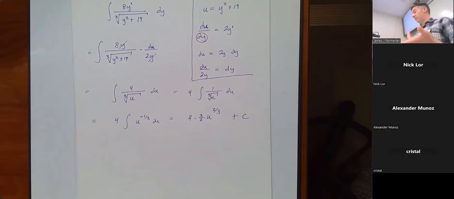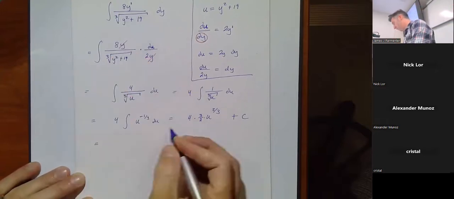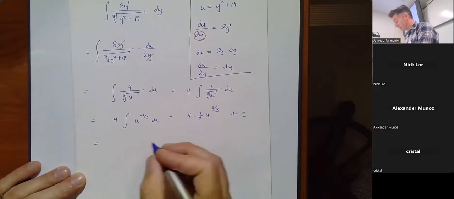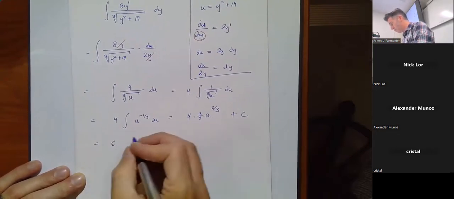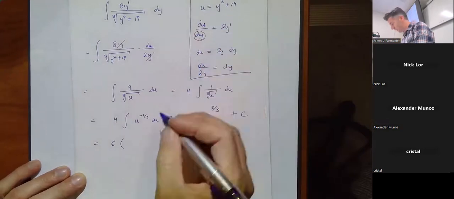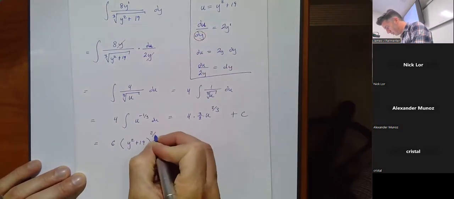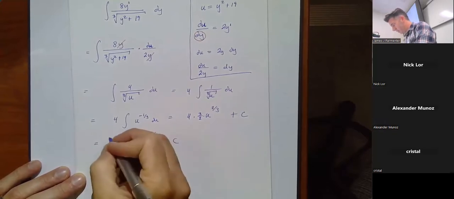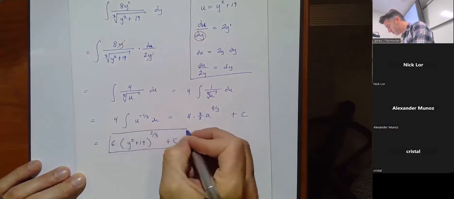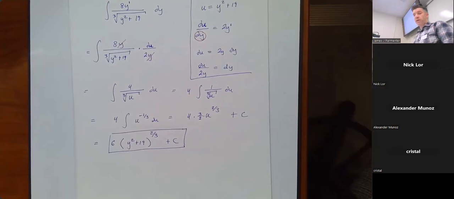So if you're finding an antiderivative of a function, the antiderivative should have the same variable. So we're going to get, let's see, 4 times 3/2 is going to be 6. And u is going to be replaced with what u is equal to, which is y squared plus 19, to the 2/3 power. And that is our answer. We're done, and you definitely should generally stop here.